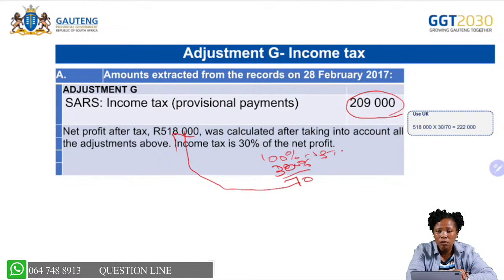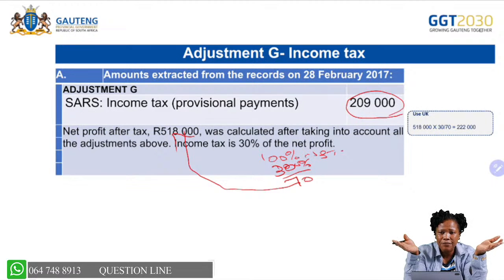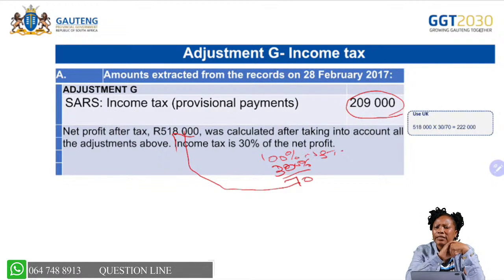Therefore now, for us to go back to the previous figure, net profit before tax, we will divide by 70. You say 518,000 divided by 70. It will give you that figure. If you want to take it back, you always divide, because that is what is given. But for now, in this calculation, we need tax. We'll say times 30, and then we divide by 70.